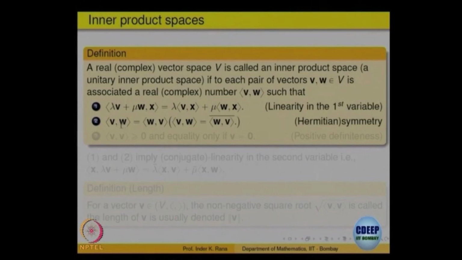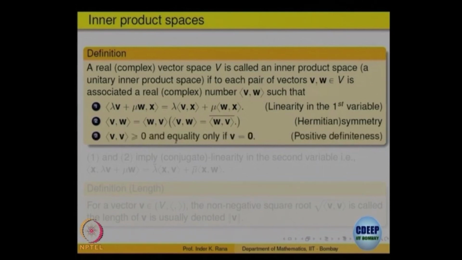That is linearity in the first variable. And the second property says that if you interchange the two, the inner product of v and w is the same as the inner product of w and v, if it is over the real numbers. If not, then it will be a complex number, so then it is the bar of that. So, in general you can write it as the conjugate of inner product of w v; over the reals there is no conjugation.